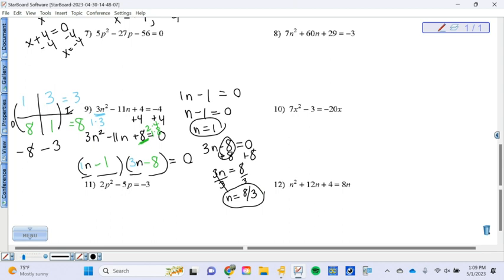Okay, so 4 times 5 gives me 20. 3 times 5 gives me this. Okay? So now I need to check. These are going to end up being my outer terms. These are going to end up being my inner terms. So what's 4 times 3?